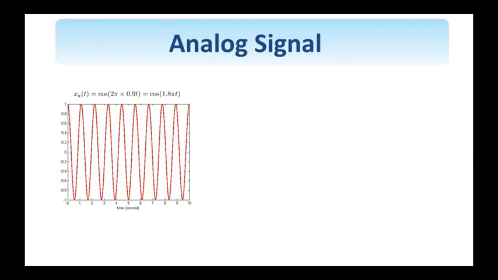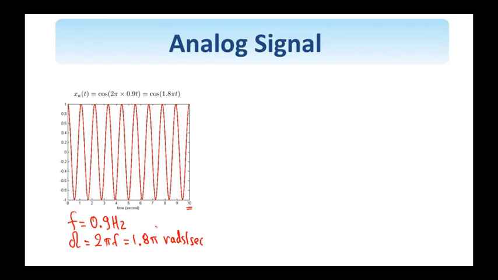In illustrating the concept of sampling, oversampling, undersampling, let us consider a simple one-dimensional signal, the cosine depicted here. It has frequency equal to 0.9 Hertz, or in omega units 2πf, 1.8π radians per second. So in a 10-second interval shown here, there are 9 cycles of this particular cosine.